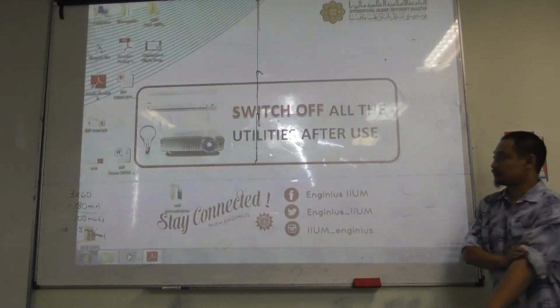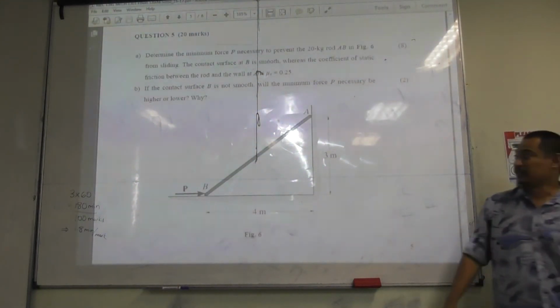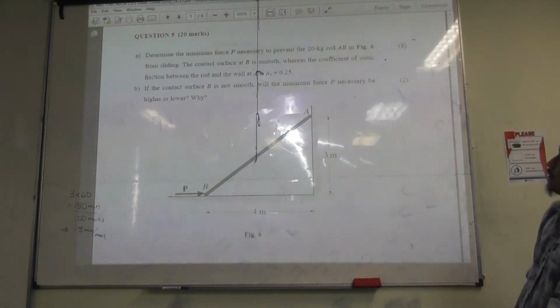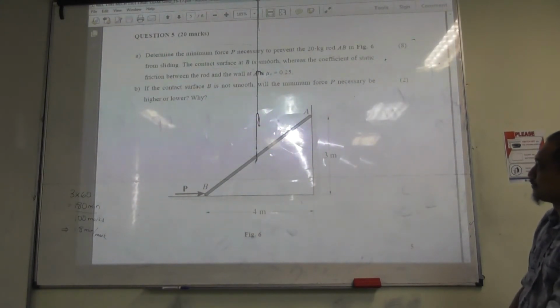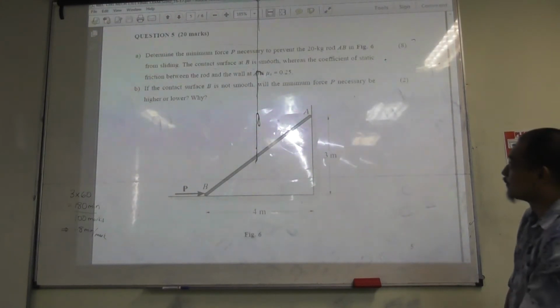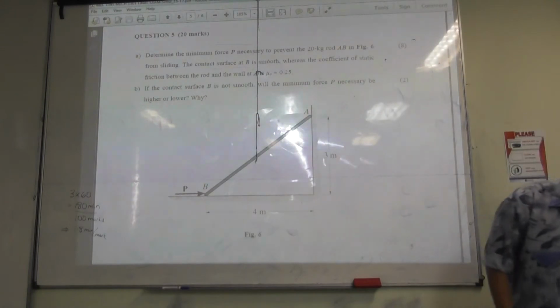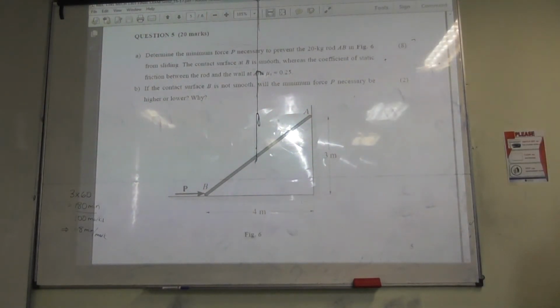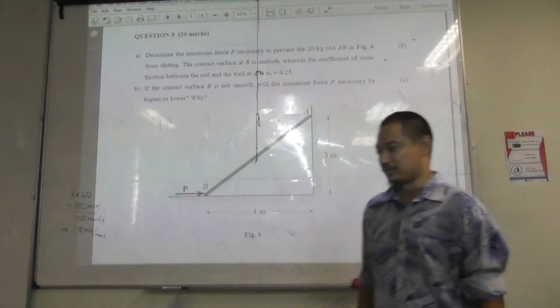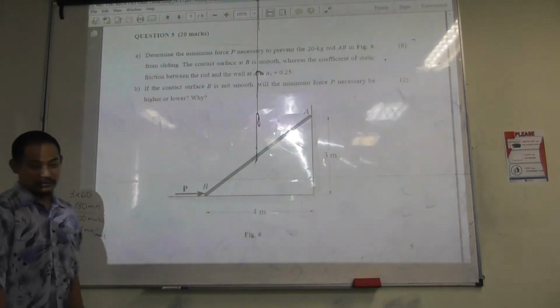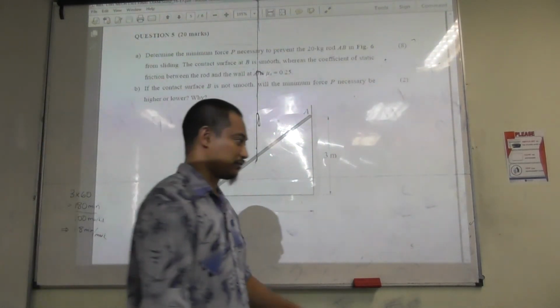For this one, okay, determine the minimum force P necessary to prevent the 20 kg rod AB from sliding. The contact surface at B is smooth, whereas the coefficient of static friction between the rod and the wall is 0.25. 8 marks. How many minutes? 12 minutes. 10 minutes, 11 minutes. Okay, so now please draw and see whether you have any problem for the free body diagram first. Because I want to see how you draw the friction, the direction of the friction.